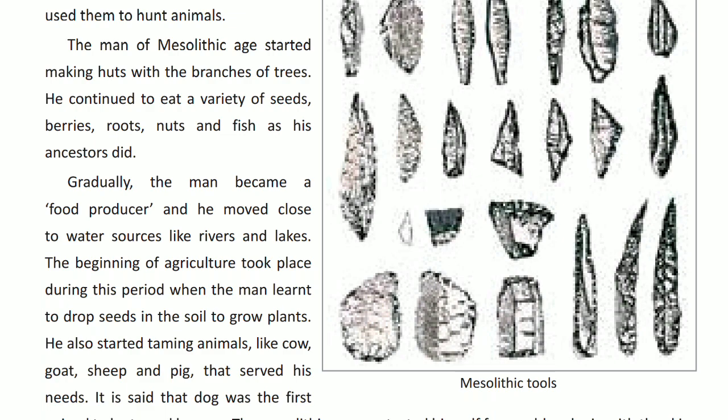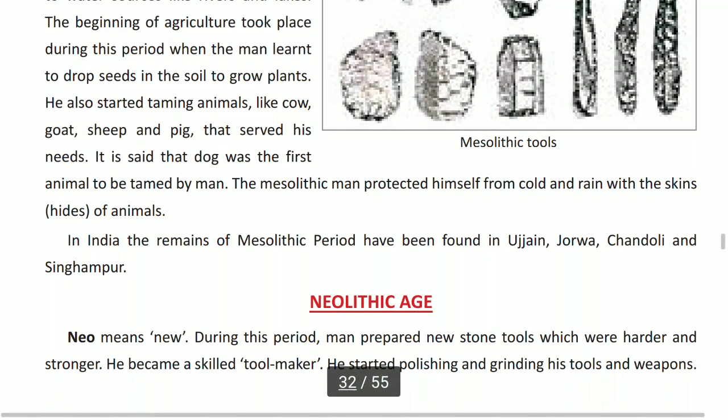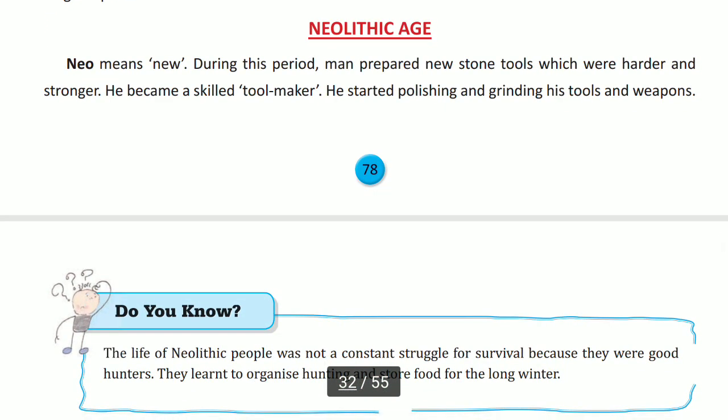After that, today we are going to discuss the Neolithic age. I hope you all are ready. Now I am going to start the Neolithic age. Neo means new. During this period, man prepared new stone tools which were harder and stronger. Neo का मतलब new होता है, और इस period में man ने new stone tools बनाए, जो बहुत ही hard और strong, मजबूत थे.